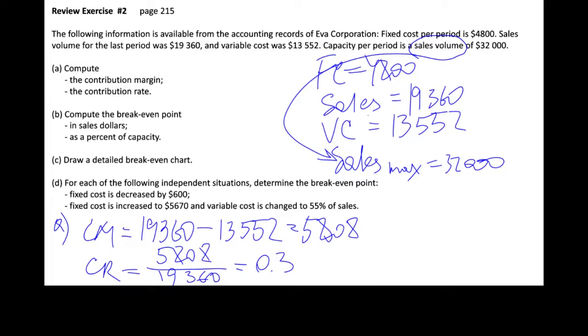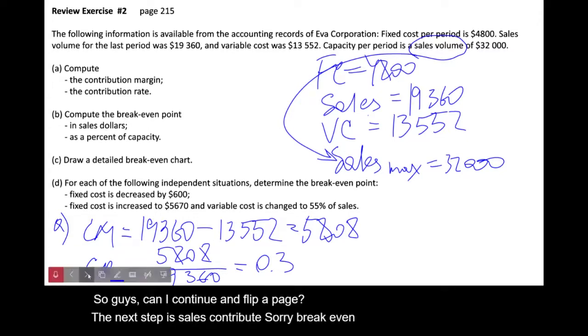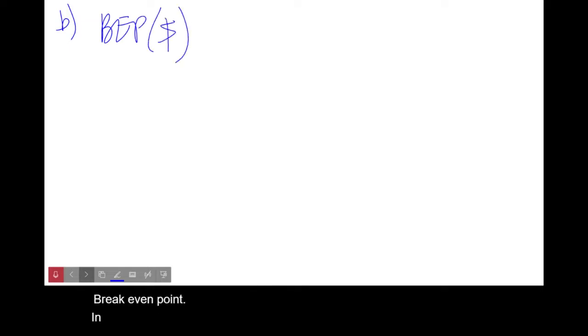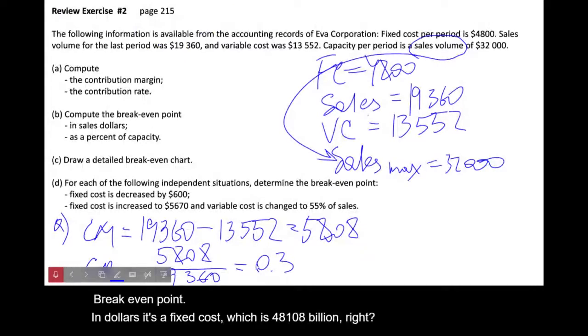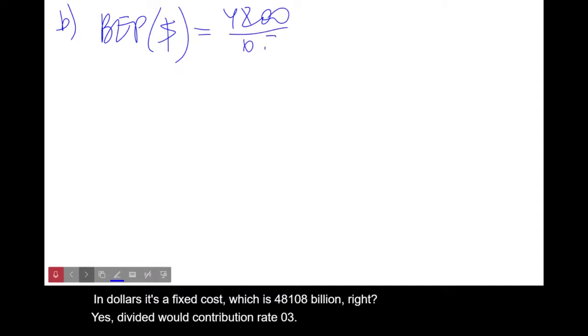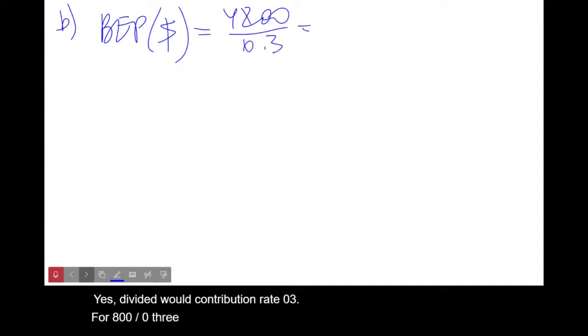So guys, can I continue and flip a page? Okay, next step is sales break-even points. So B, break-even point in dollars, it's a fixed cost which is 4,800, I believe, right? Yes, divided by contribution rate 0.3. 4,800 over 0.3. Let's see. $16,000.